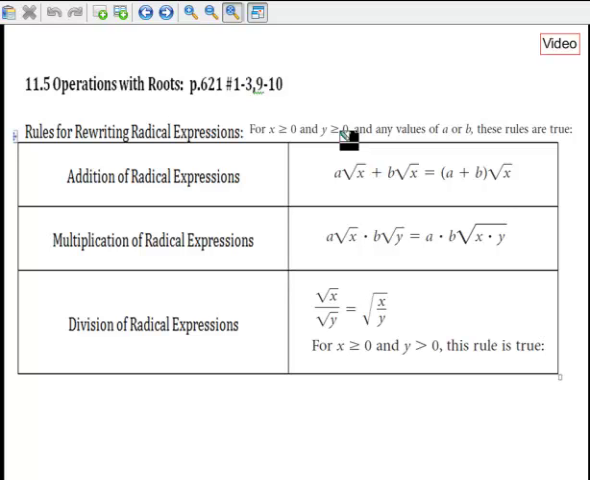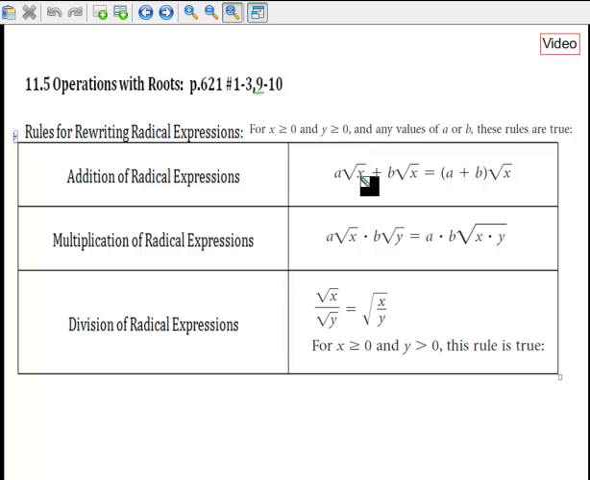And in case you haven't heard it, radicals is just a way to say square roots or cube roots or anything like that, okay, when we're dealing with those. So we're going to go over 3 types of operations with these radicals. The addition of radical expressions.